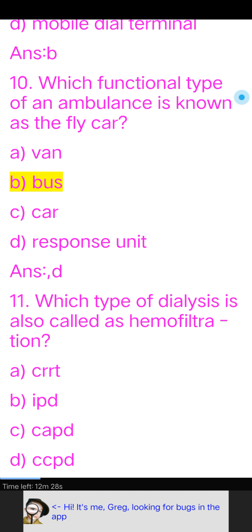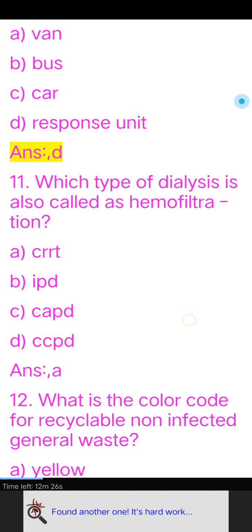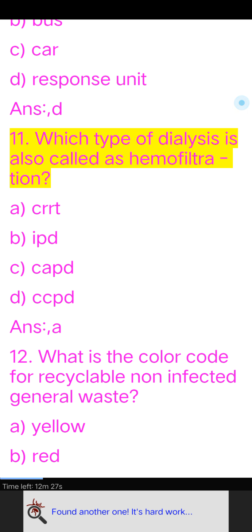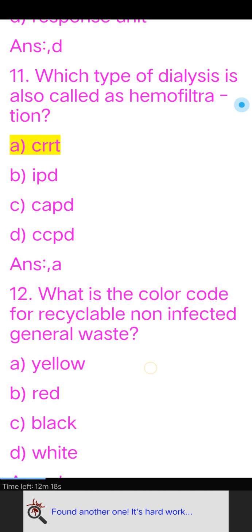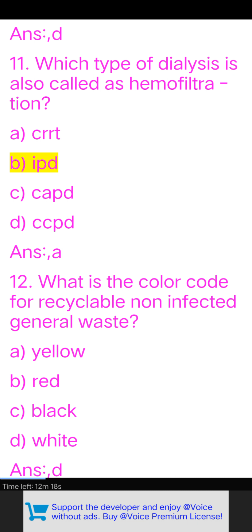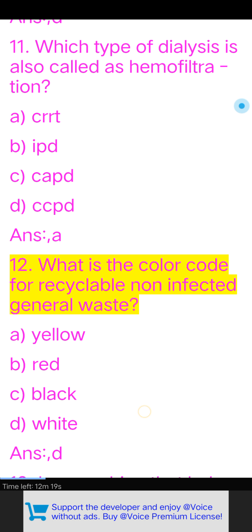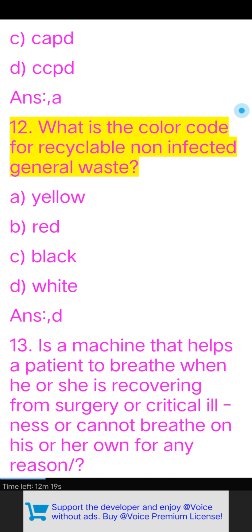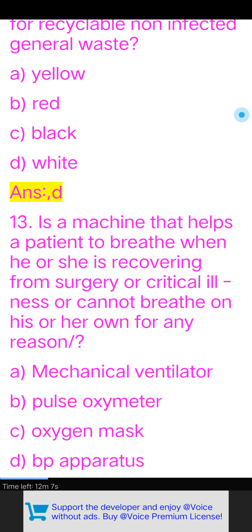10. Which functional type of an ambulance is known as the fly car? A. Van. B. Bus. C. Car. D. Response unit. Answer. D. 11. Which type of dialysis is also called as hemofiltration? A. CRRT. B. IPD. C. CAPD. D. CCPD. Answer. A. 12. What is the color code for recyclable non-infected general waste? A. Yellow. B. Red. C. Black. D. White. Answer. D.